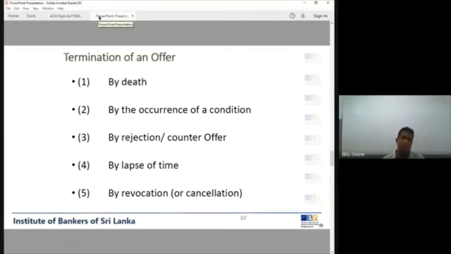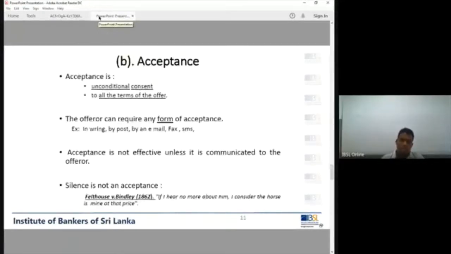Then the 5th one we discussed is that by revocation also, an offer can come to an end. By revocation means the offeror, the person who makes the offer, can revoke or cancel the offer before it is accepted by the other party, the offeree. Before it is accepted by the offeree, the offeror can revoke the offer. So those are the 5 methods by which an offer can come to an end. That is the summary of what we learned last week. So then we have to start from there, I believe.